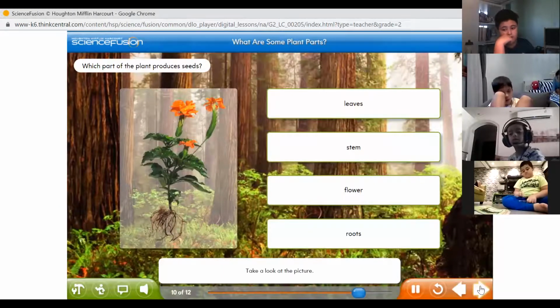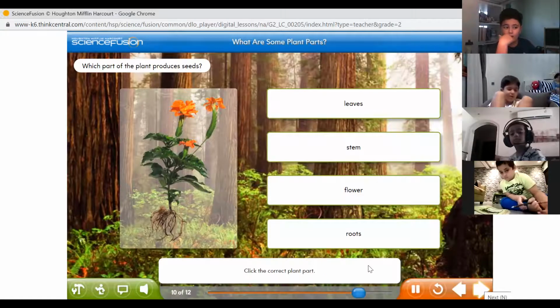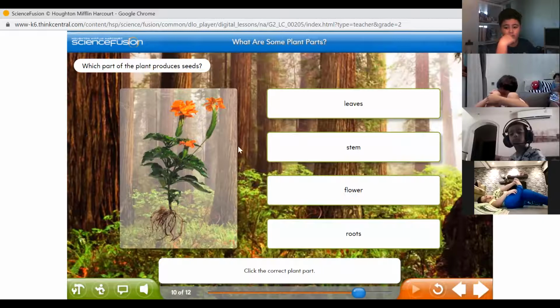Take a look at the picture. Which part of the plant produces seeds? Click the correct plant part. Over here, you can see down there the root, up there the stem and leaves, and over here on top you can see the flower. Which part makes the seeds? Yeah, Saif.